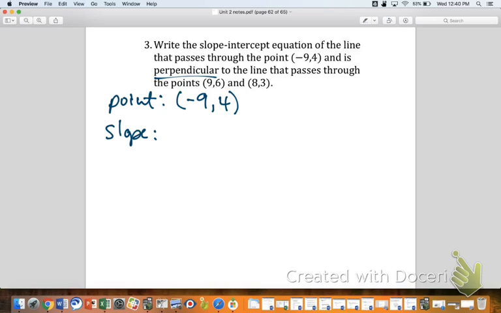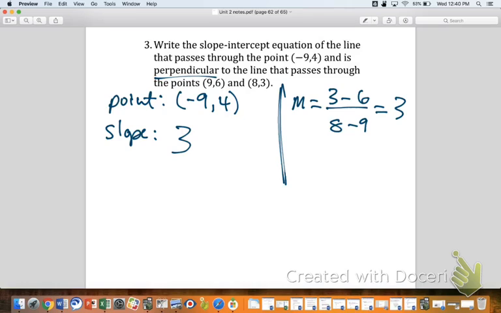Then my line is perpendicular to this other line. So what's the relationship between perpendicular lines' slopes? Opposite and reciprocal. So here's what I'm going to do. I'm going to find the slope of this other line. I'm going to say that it's (3 minus 6) over (8 minus 9), doing that change in y over change in x. This gives me 3. So am I going to just come over here and say, hey, my slope is 3? No. Why? Because my line is perpendicular to that one.